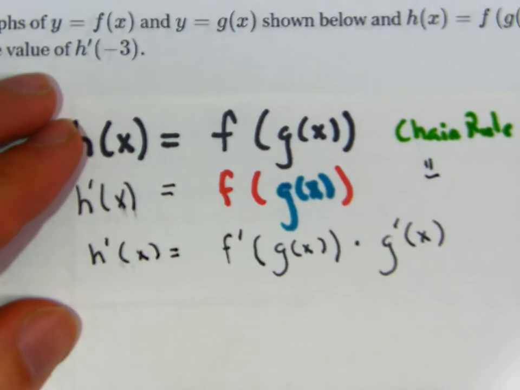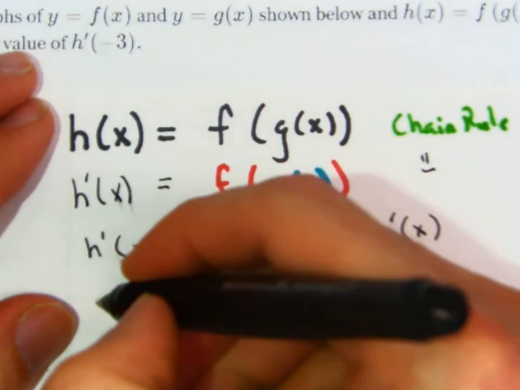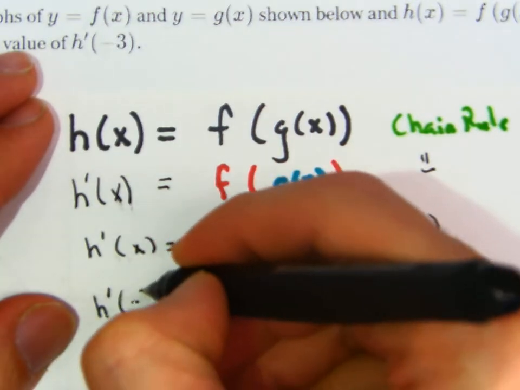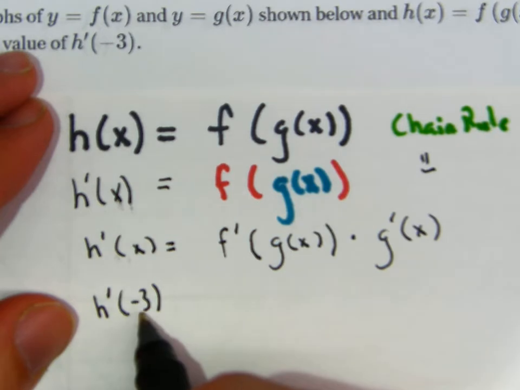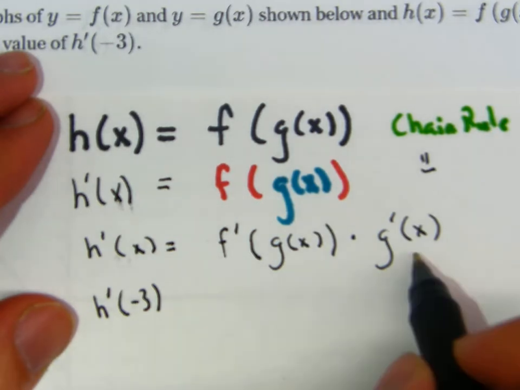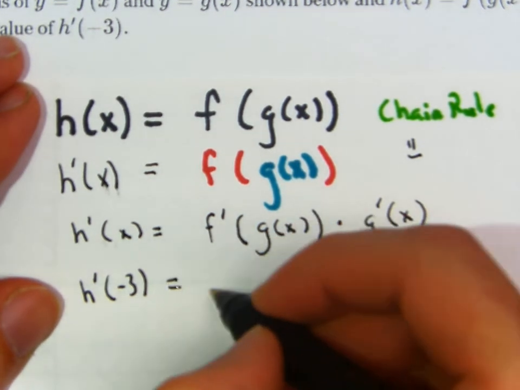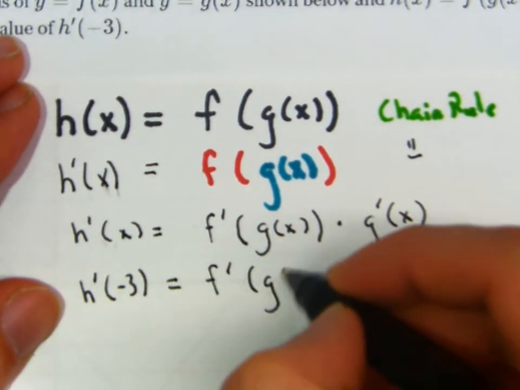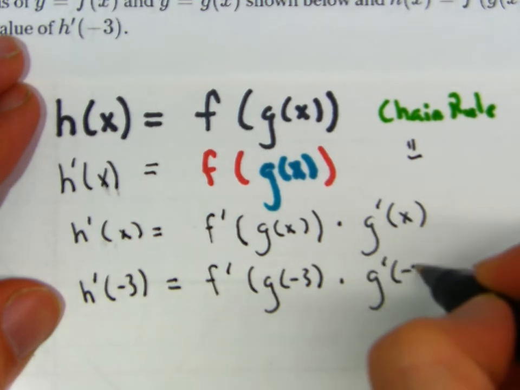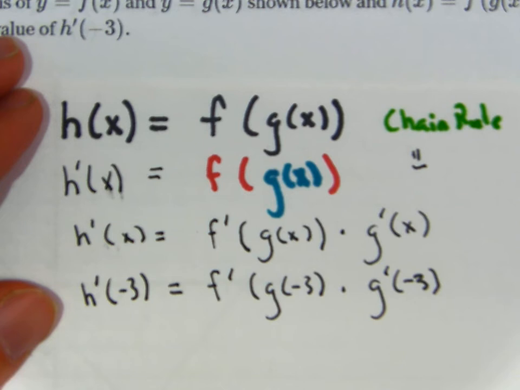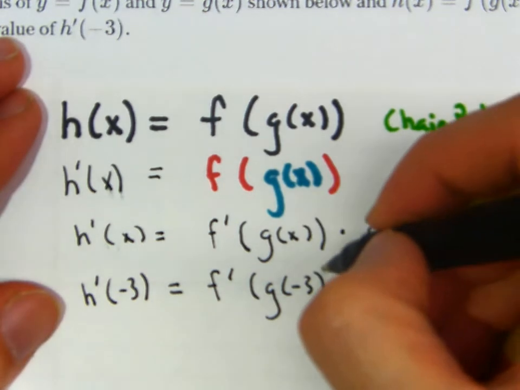Now what is the question asking? We need to find h prime of negative 3. So then here, anywhere we see x, we're going to plug in negative 3. So in here, we have f prime of g of negative 3 times g prime of negative 3. Okay, great. So far, so good.